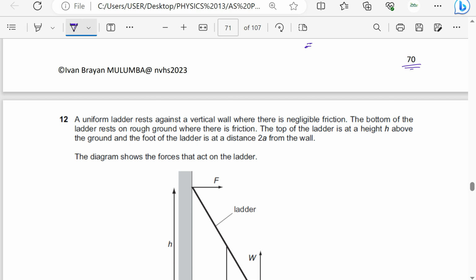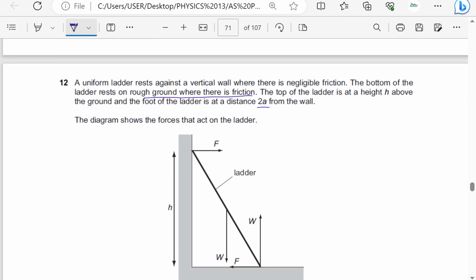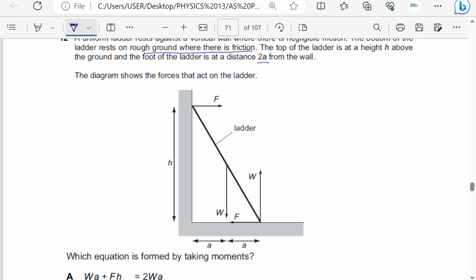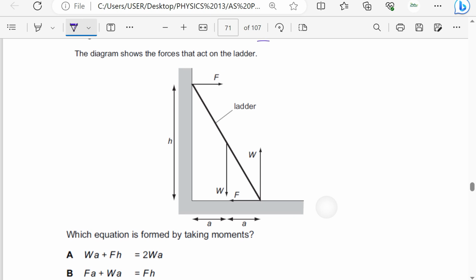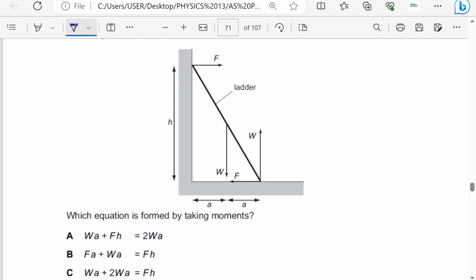A uniform ladder rests against a vertical wall where there is negligible friction. The bottom of the ladder rests on a rough ground where there is friction. The top of the ladder is at a height h above the ground, and the foot of the ladder is at the distance 2a from the wall. The diagram is describing everything here. Which equation is formed by taking moments?